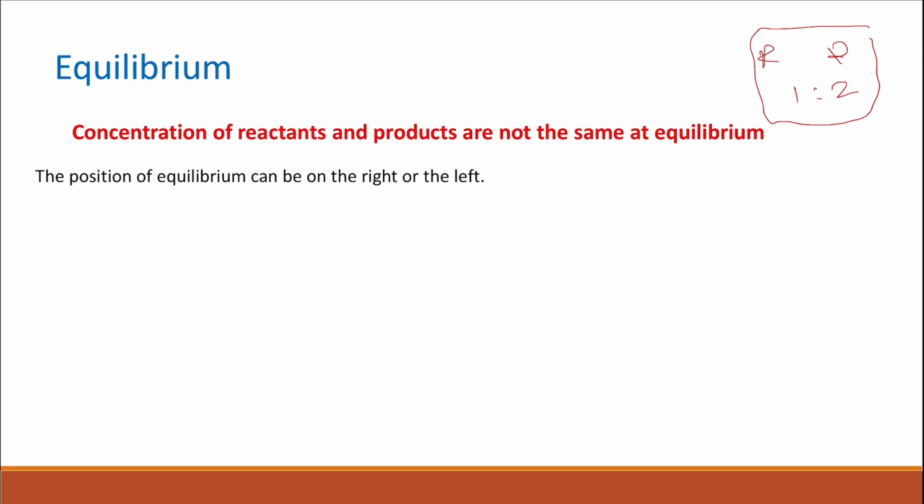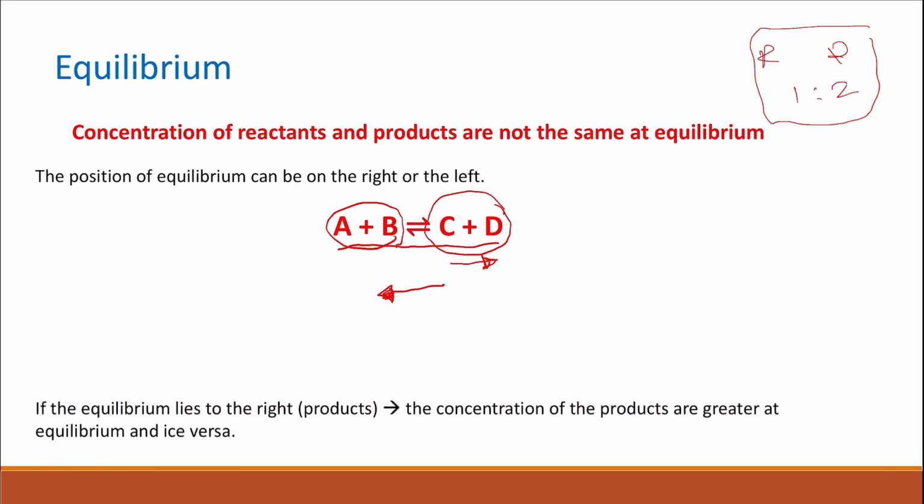That means which side has the higher concentration, basically. Sometimes the position of the equilibrium will be to the right. If it's to the right, and we are looking here at this reversible reaction, that means we have a higher concentration of the products, and if the position of equilibrium is to the left, that means we have a higher concentration of the reactants at equilibrium. So it depends on whether the position is to the right or to the left. That is determined by the final concentrations of the reactants and products at equilibrium.